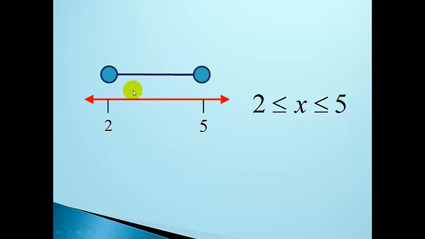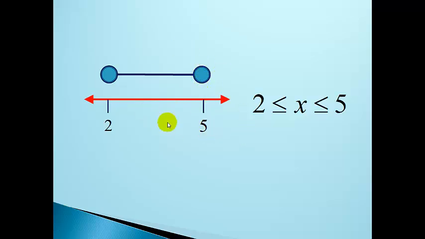Now, considering this number line between 2 and 5, we can see from the inequality that x is greater than or equal to 2. That means that 2 is included. That's why the circle at 2 is shaded. And the values of x greater than or equal to 2 are on the right of 2. The same applies to x less than or equal to 5. Because it's less than or equal to 5, that means that x is also equal to 5. So the circle at 5 is also shaded. And the values of x less than or equal to 5 are on the left of 5 from 5 itself.